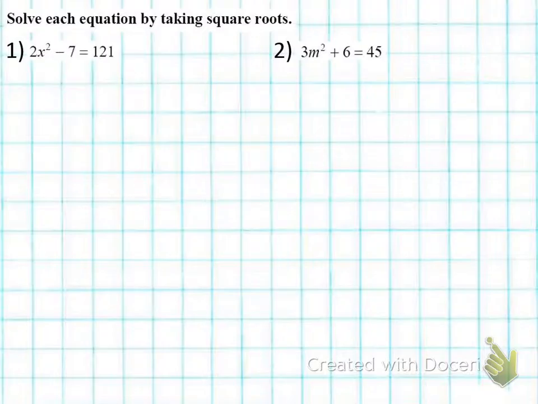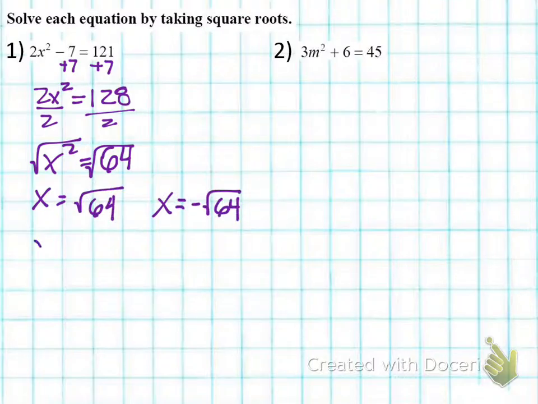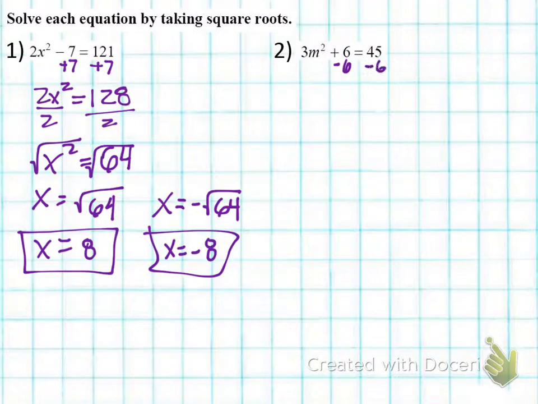Numbers 1 and 2, I would start number 1 by adding 7 to both sides in order to start isolating the variable. Okay, then I'm going to divide both sides by 2. I get x squared equals 64. And I'm thinking, what number squared gives me 64? Well, I could do positive 8 or negative 8. This one's kind of easier, right, because it's a perfect square, but I'm going to go ahead and do it neatly. I'm going to set up my two equations, right, so either x is the positive square root or it's the negative square root. So x equals 8 or x equals negative 8.